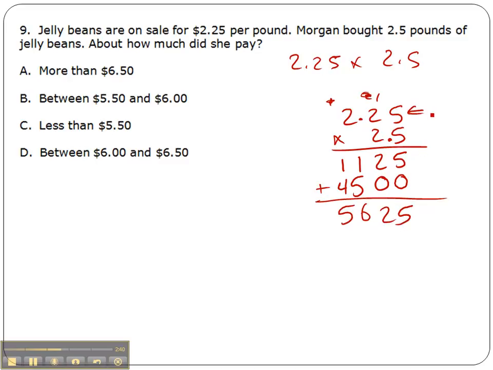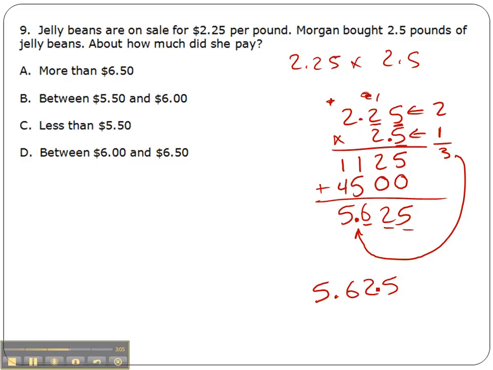5,625. How many decimal places in this factor? There are two digits after the decimal, so 2 decimal places there. How many decimal places in this factor? There's only 1 digit after that decimal, so 1. Add those up, we need 3 decimal places in our product. So the decimal has to go there in order to have 1, 2, 3 decimal places after our product. So 5.625 is the product. Since we're talking about money, we need to round to the hundredths place.